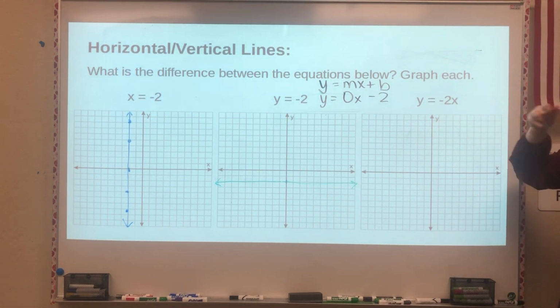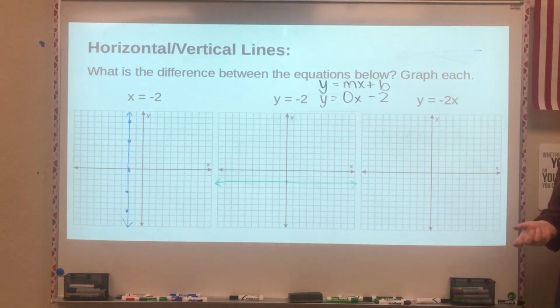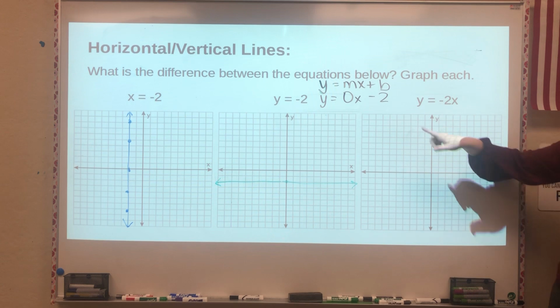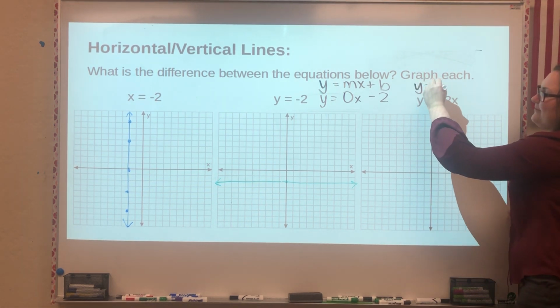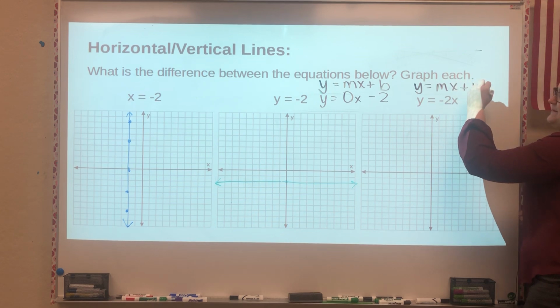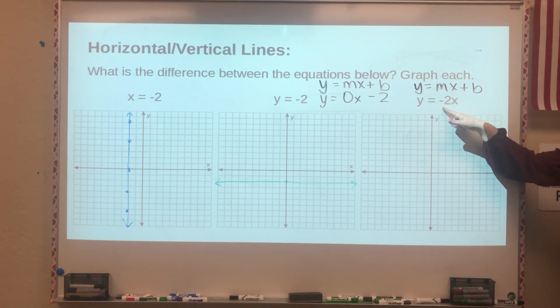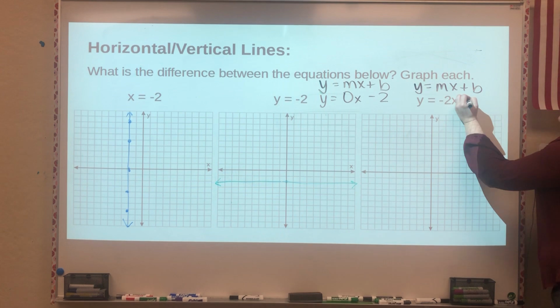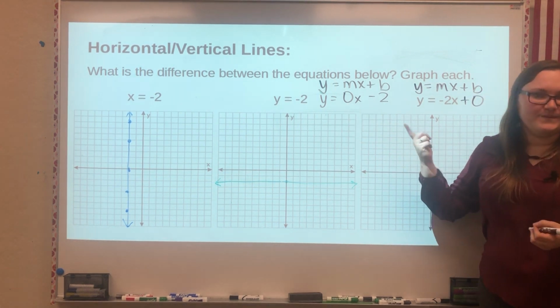Now this last one here, y equals negative 2x, is different from the other two because it's not a horizontal or vertical line. This has both variables. Again, I think it's helpful if you compare it to y equals mx plus b. Unlike the other two, this one has an actual slope. It's got a slope of negative 2, and then the y-intercept is missing, which means the y-intercept must be 0, just like over here when the slope was missing.